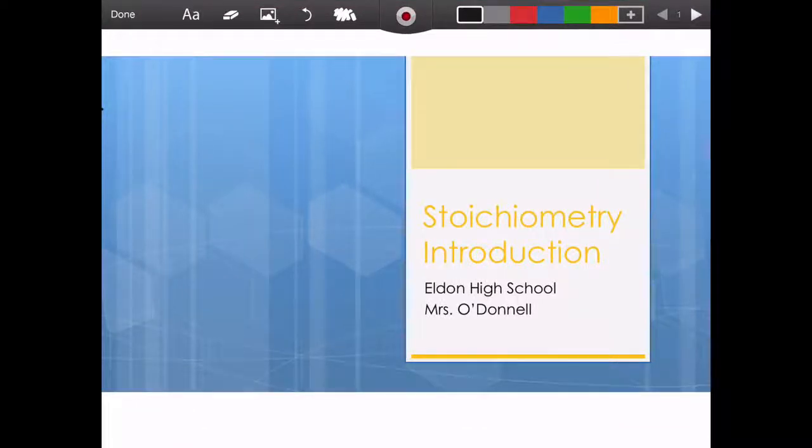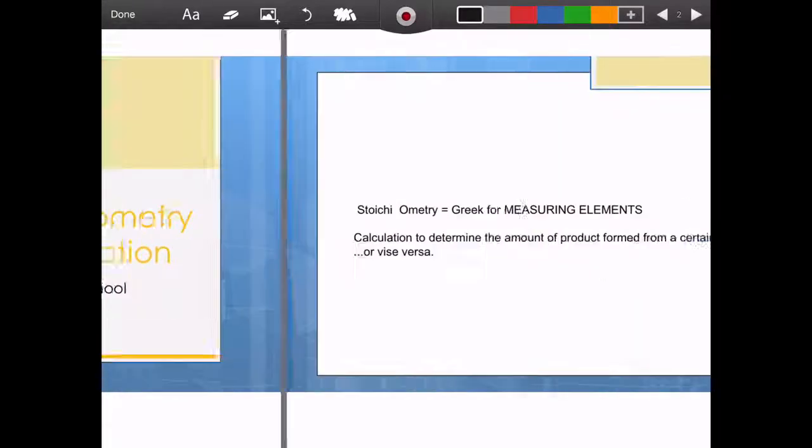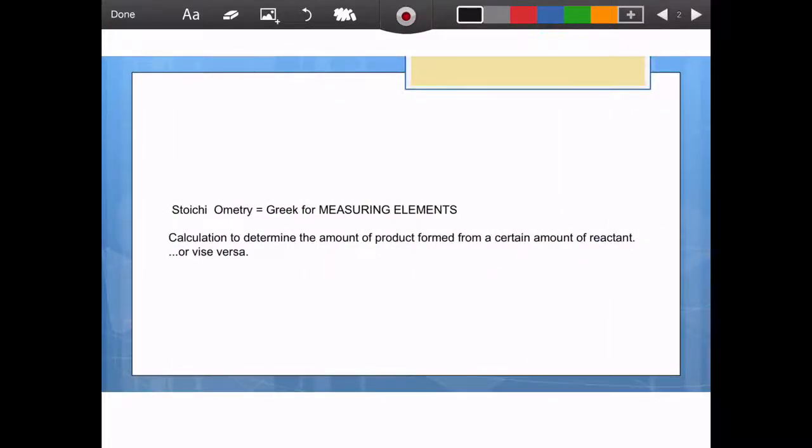All right, so we're going to talk about stoichiometry, and this is a very, very basic introduction and introductory notes to stoichiometry. So the first thing that you need to know is just generally what's the definition of stoichiometry. If you break down the word, geometry, you guys have heard before in geometry class, that is Greek for measuring or measurements. So geometry would be measuring shapes. Stoichiometry, on the other hand, is measuring elements.